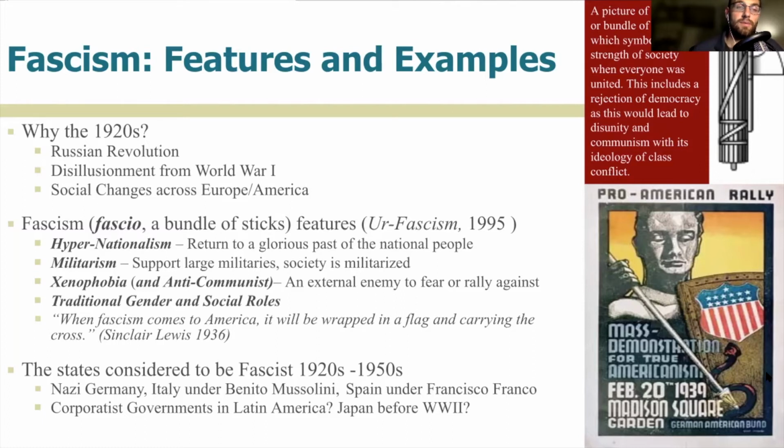But let's first talk about why fascism arises in the 1920s. And there's a number of contingencies that come together that make the 1920s the beginning of fascism in Europe. One would be the shock of the Russian Revolution, the proletariat revolution that had thrown Russia into chaos. It was scaring a lot of people. The other would be the continued disillusionment from World War I. Even the countries that had been victorious oftentimes didn't get everything they wanted.